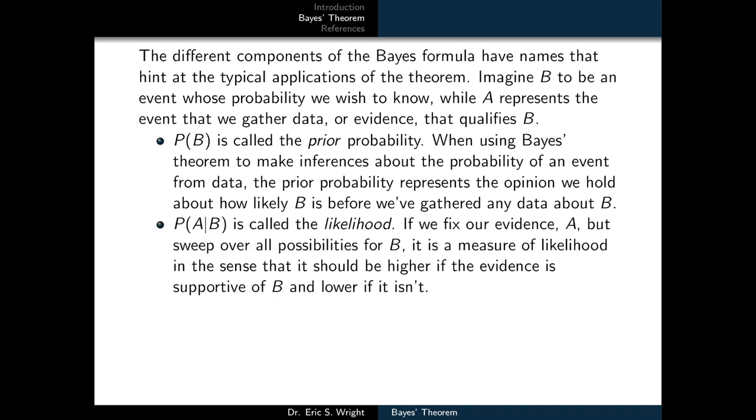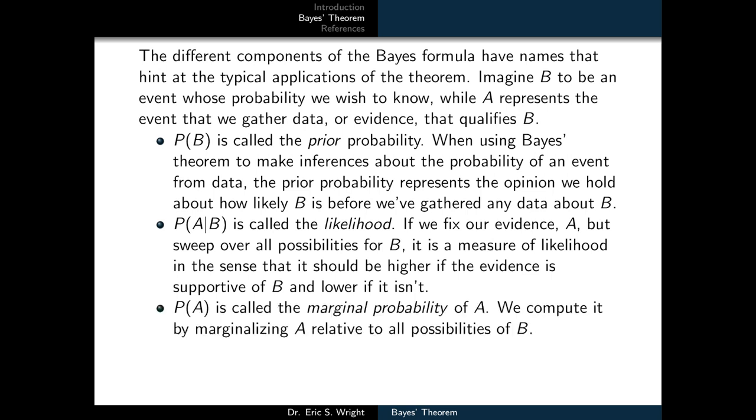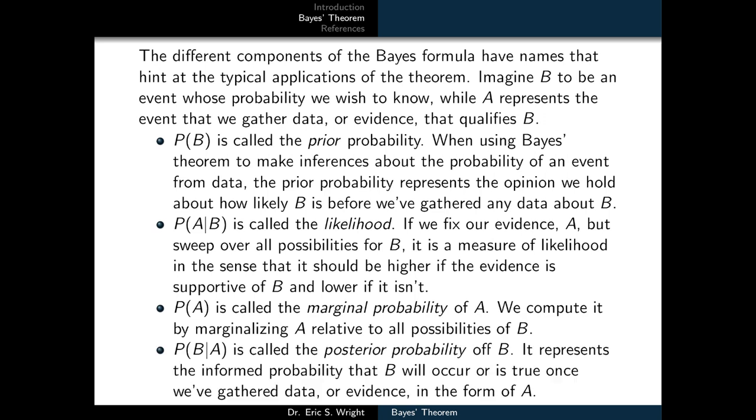P of A given B is called the likelihood. If we fix our evidence, A, but sweep over all possibilities for B, it is a measure of likelihood in the sense that it should be higher if the evidence is supportive of B and lower if it isn't. P of A is called the marginal probability of A. We compute it by marginalizing A relative to all possibilities of B. And finally, P of B given A is called the posterior probability of B.